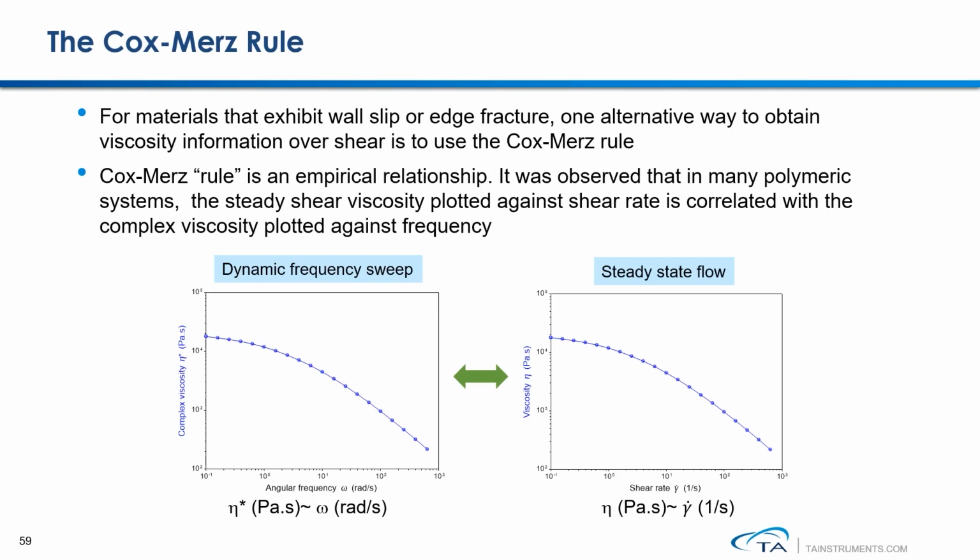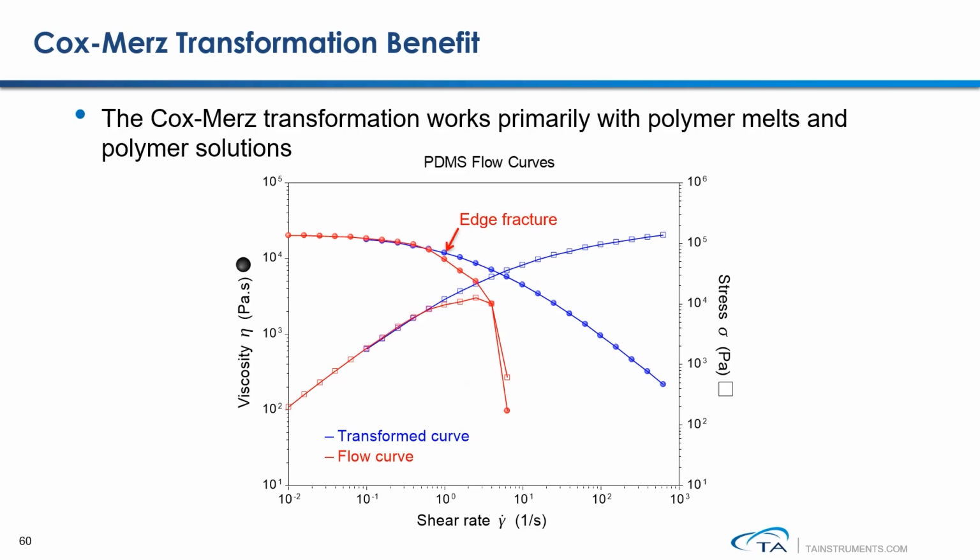It was observed that in many polymeric materials, especially polymer melts, the steady shear viscosity plotted against shear rate is one-on-one correlated with the complex viscosity plotted against the measurement frequency. So in this case, instead of conducting a flow measurement to measure viscosity, you can perform a dynamic frequency sweep test to measure the complex viscosity versus frequency. And then through the Cox-Merz rule, you are able to obtain your polymer melt's viscosity information as a function of shear rate. Then the question is, how do I know if Cox-Merz really works for my particular sample?